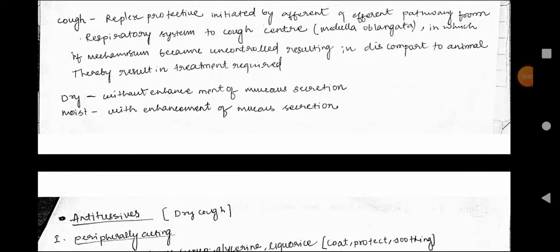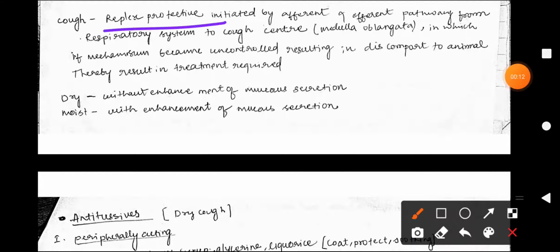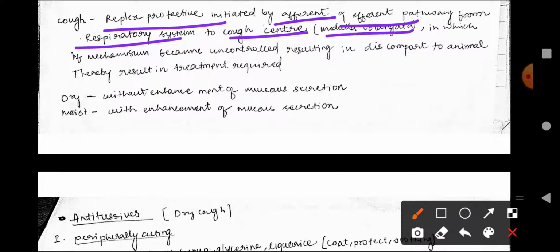We completed bronchodilators. Now in this video we will start cough and the drugs which are used to treat the same. Cough is the reflex protective mechanism that is initiated by both afferent and efferent pathways from the respiratory system to the cough center that is present in the medulla oblongata. If the mechanism becomes uncontrolled, it results in discomfort to the animal, thereby requiring treatment.